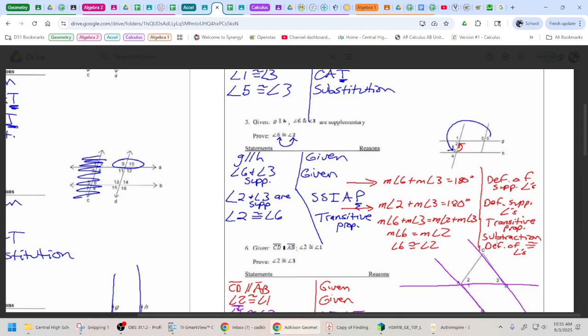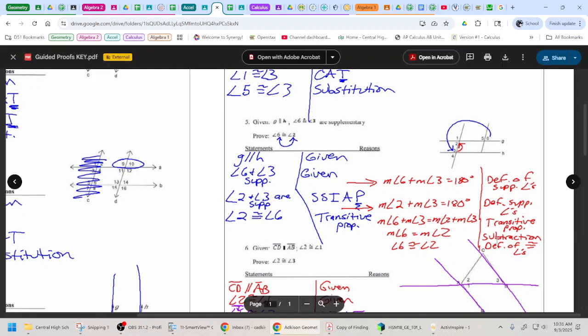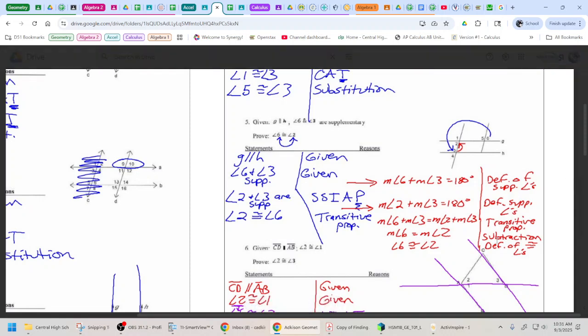Here's what I mean. 6 and 3 are supplementary is not an algebraic statement. That's a geometric one. So we need to switch over to algebra mode with the definition of supplementary angles. Okay? Angles 2 and 3 are supplementary. That's also a geometry statement. Same side interior angles postulate. So that's a P, not a T.